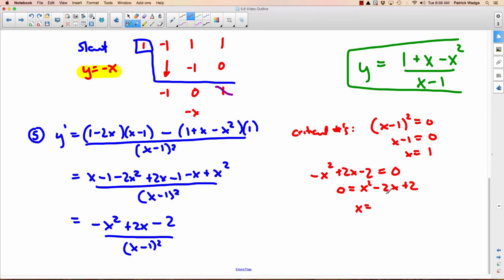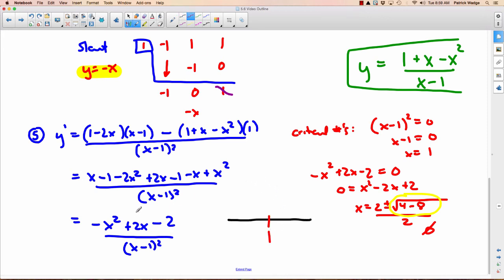X equals -b, which is 2, plus or minus the square root of -2 squared, which is 4, minus 4 times 1 times 2, which is 8, all over 2. And if you look right here, you have the square root of 4 minus 8, which is -4. You can't do that, so this doesn't work, and it means the only critical number we have is 1. So that's the only number we have to put on our wiggle graph.